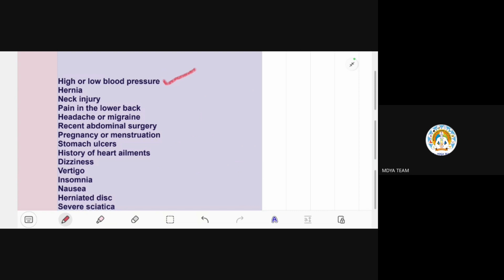Hernia, neck region. And because for blood pressure there is no medicine in allopathy, we cannot cure it like that, but yes, in Ayurveda there are lots of medicines. First get cured a little bit, so that the practitioner can practice these asanas slowly, to reach that level or to come out of the blood pressure problem. Okay. Neck injury, pain in the lower back, headache or migraine, recent abdominal surgery.